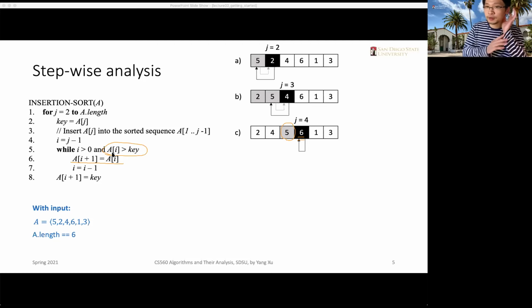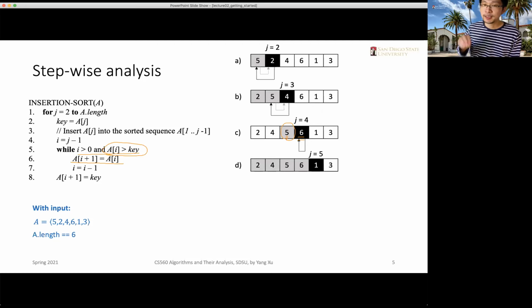We will only execute the body of the while loop if these two conditions are satisfied. But this time A[i] is smaller than the key, which breaks the rule. So there's no need to do the swapping. There's no need to move the 5 to the right because it's already smaller than the key, and no need to move the key around. We do nothing in this while loop and move on to the next iteration. In the next iteration, the element we've got for the key is 1.